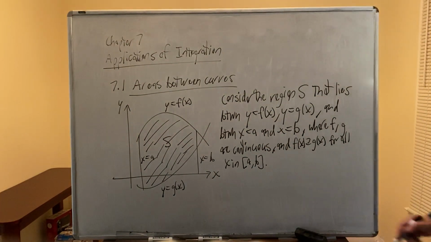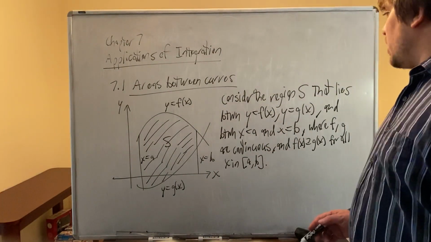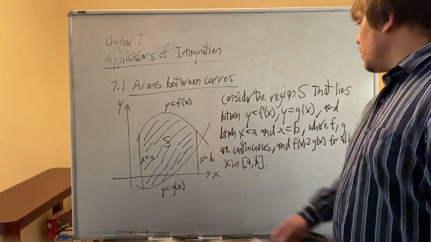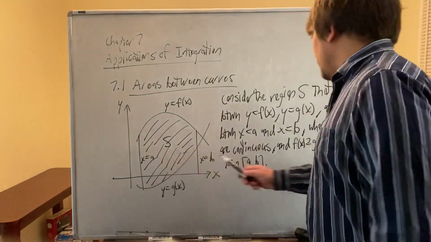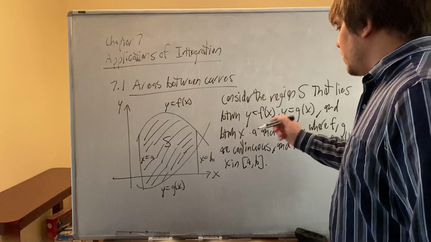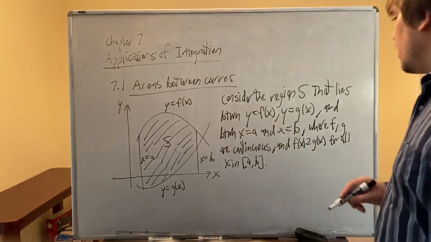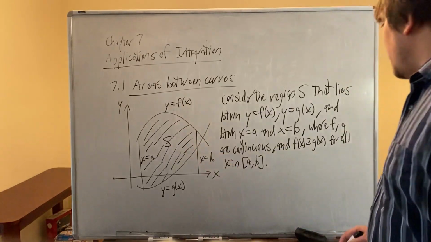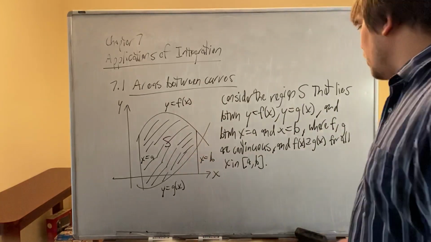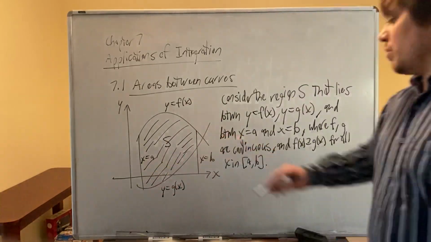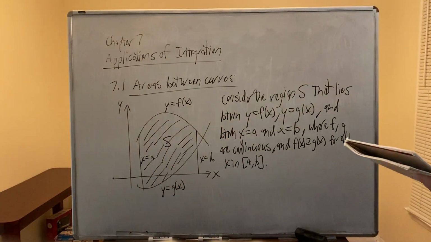Okay, so S is the region that lies between y equals f of x and y equals g of x, and x equals a and x equals b. Okay, where f and g are continuous, and f of x is greater or equal to g of x for all x in the finite closed interval a comma b.